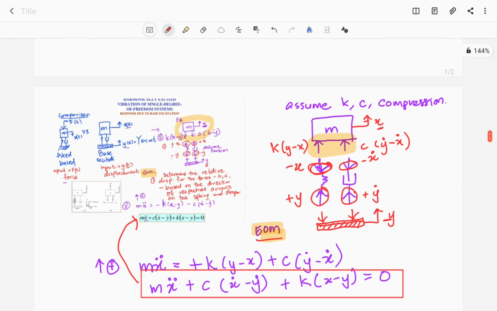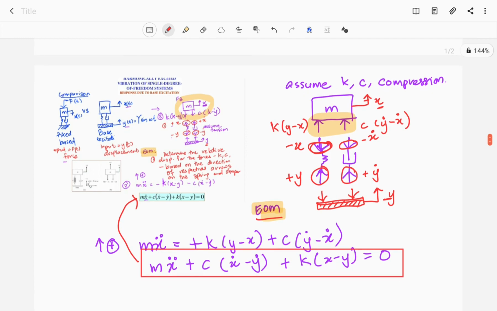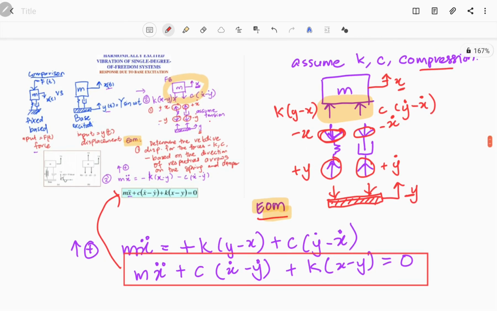In other words, what I want you to realize is that although you assume compression or you assume tension, it doesn't matter as long as you are consistent with the assumed direction and also how you derive the relative motion. At the end of the day, you will get the same EOM.